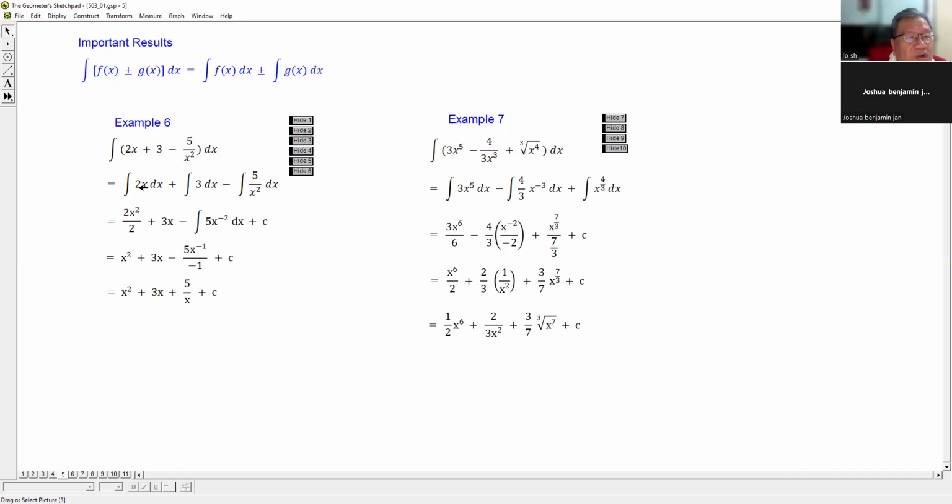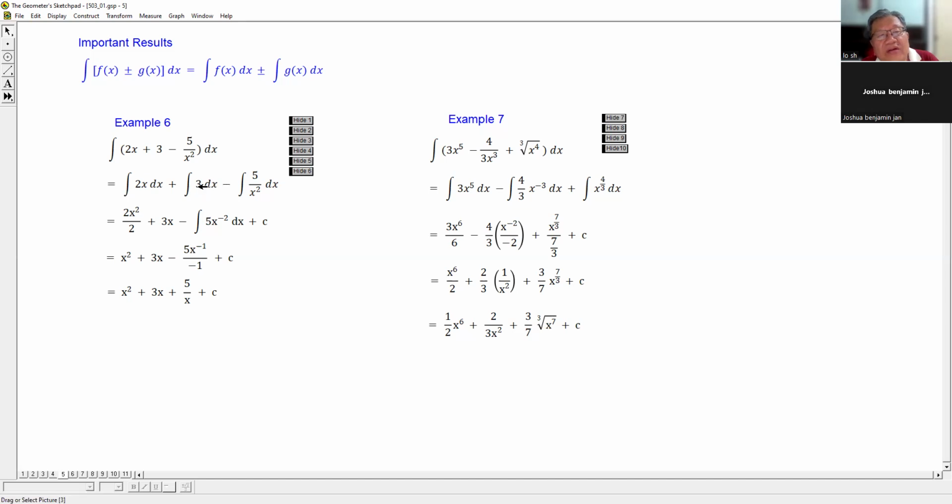If you want to integrate 2x, this is actually 2x to the power of 1. If nothing is written there, it means the power is 1. So 2x to the power 1, you add another 1 to become 2. So it's 2x squared divided by 2.